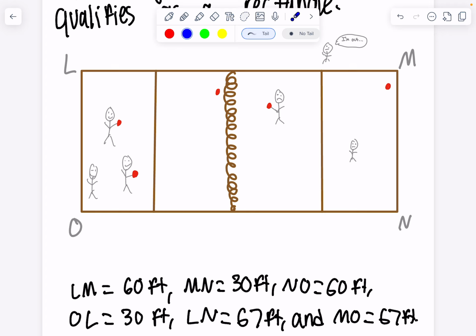Okay, it sounds like you clicked on pause, if you even paused it in the first place. We're given some dimensions here of this shape that looks four-sided, looks like it could be a rectangle. They tell us that LM is 60 feet long, so I'll go ahead and write that down. They tell us that MN is 30 feet. They tell us that NO is 60 feet. And they tell us that OL is 30 feet. Okay, looking good. I know it's a parallelogram, at least.